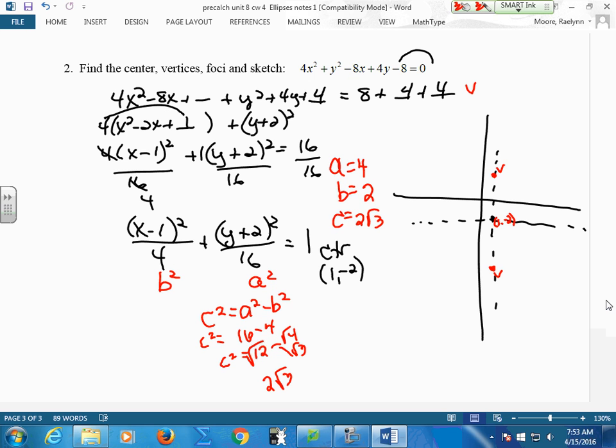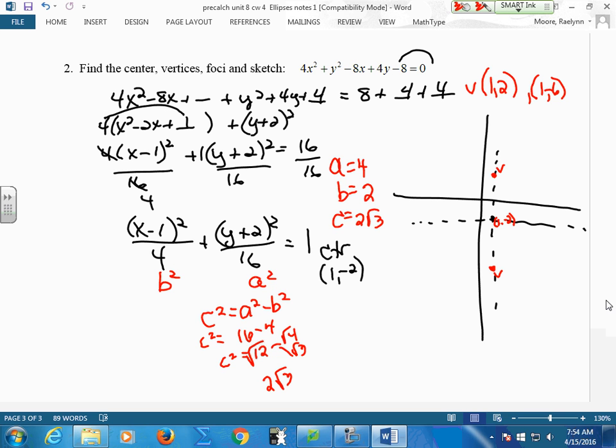Off of the major axis are your vertices. So if I'm here at 1, negative 2, and I add 4, what will my point be? I'm at 1, negative 2. I'm going to add 4 to my y. 1, 2. Okay. Now I'm going to subtract 4 from my y. It's negative 2 minus 4. Negative 6. Okay, those are my vertices.